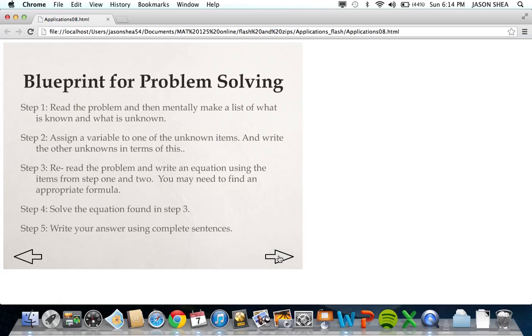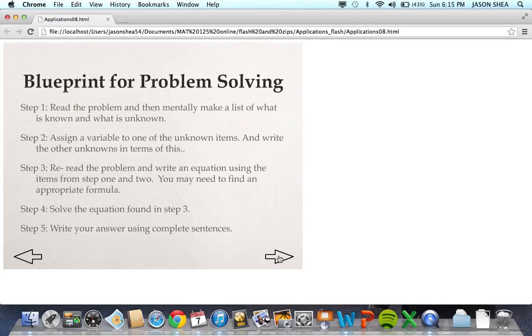Step 2. Assign a variable to one of the unknown items and write the other unknown items in terms of this. This is a very, very important step in your book. This allows us to have two or more unknowns, all represented by the same letter. If we use different letters, we would need Algebra 2 techniques such as system of equations, which we haven't learned yet. Therefore, this is a very, very important step, and it will be a difficult step to grasp as we go into the harder problems. When you're done with that, we move on to step 3.